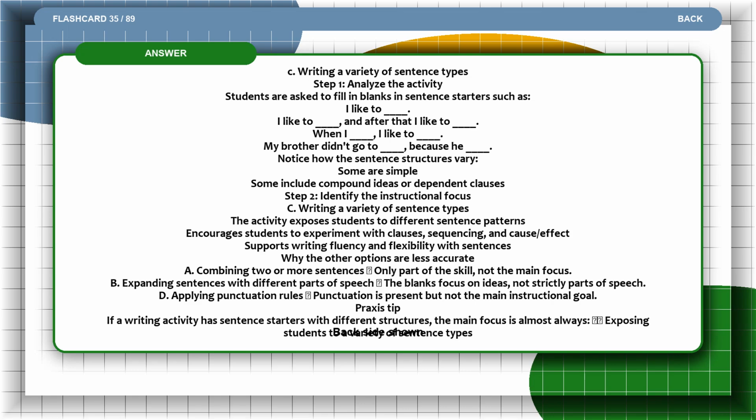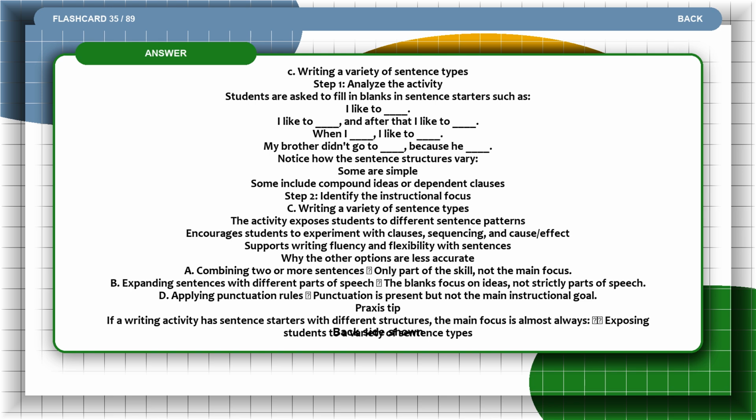The answer is C. Writing a variety of sentence types. Step 1. Analyze the activity. Students are asked to fill in blanks in sentence starters such as "I like to blank," "I like to blank, and after that I like to blank."